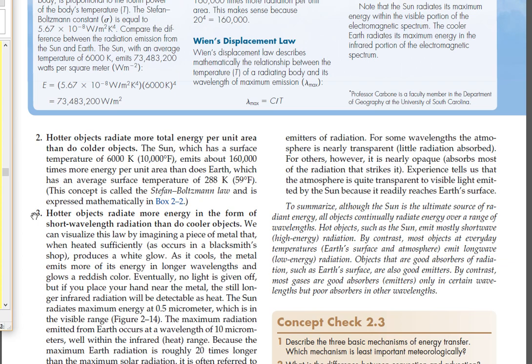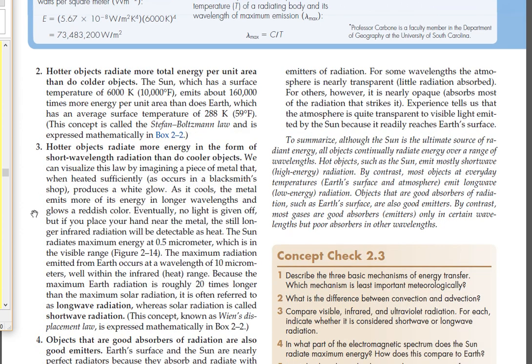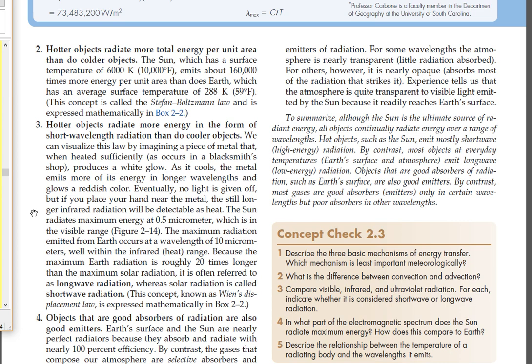Eventually, no light is given off, but if you place your hand near the metal, the still longer infrared radiation will be detectable as heat. The Sun radiates maximum energy at 0.5 micrometer, which is in the visible range, Figure 2.14. The maximum radiation emitted from Earth occurs at a wavelength of 10 micrometers, well within the infrared, heat, range.